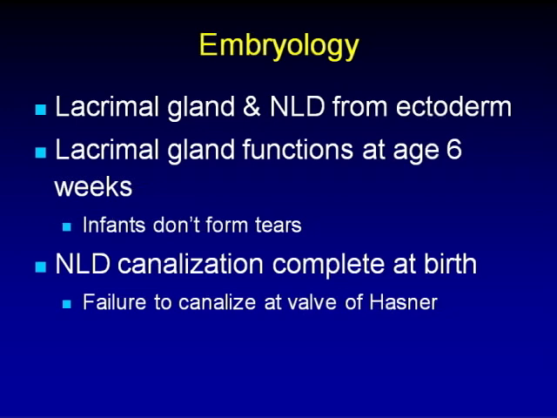The lacrimal gland begins to function at age 6 weeks, and that's why when infants cry, they don't have massive amounts of tears until they're of a certain age, usually 6 weeks. The nasolacrimal duct canalization is complete at birth. And it goes from cranial to caudal. So the last point of this canalization occurring is at the valve of Hasner, if you recall that anatomy picture. So when you have congenital nasolacrimal duct obstruction, that's usually the point of obstruction.